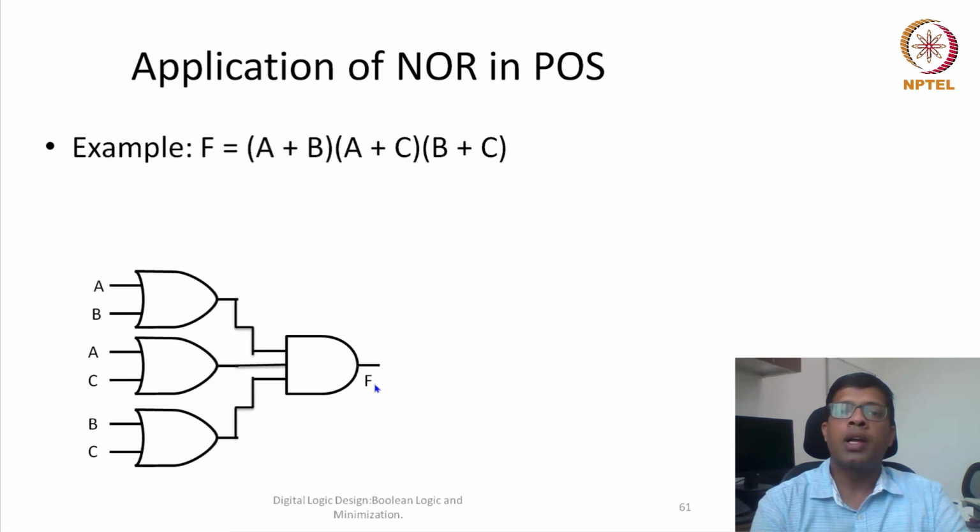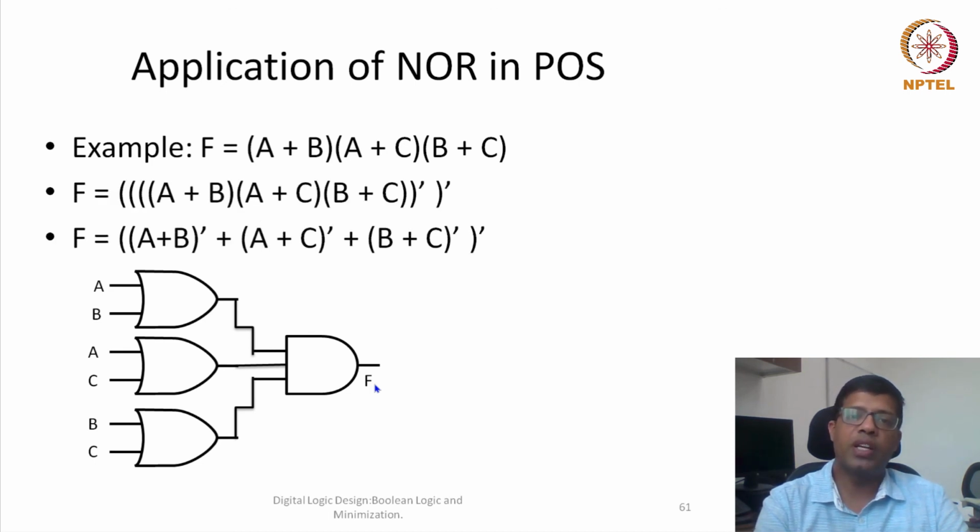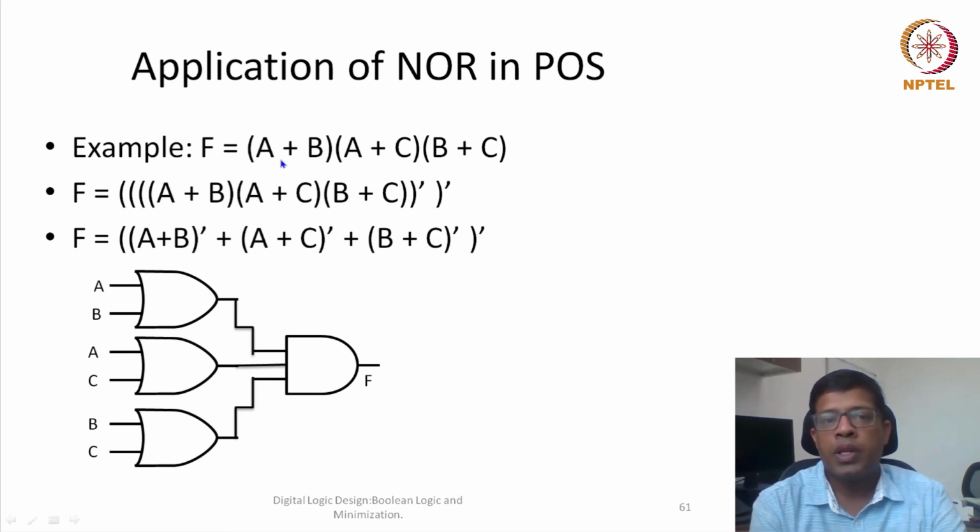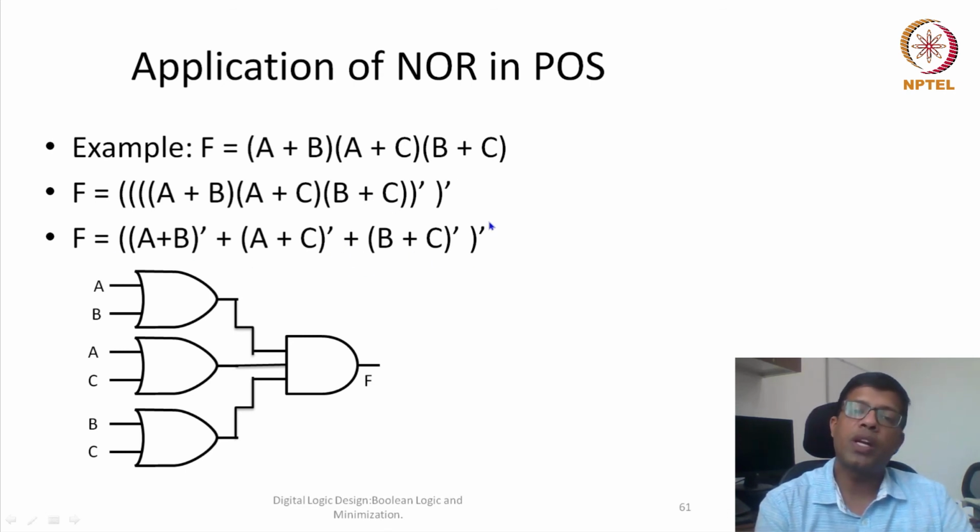Now, similar to our NAND gate implementation, we again double invert this function F, F double dash. So whatever this expression is, (A plus B)(A plus C)(B plus C), this whole is inverted, and the output is again inverted. Because of De Morgan's law, the first inverter can be converted into (A plus B)' plus (A plus C)' plus (B plus C)', where the product is converted into plus, AND is converted into OR. Whatever is the output will again be inverted.